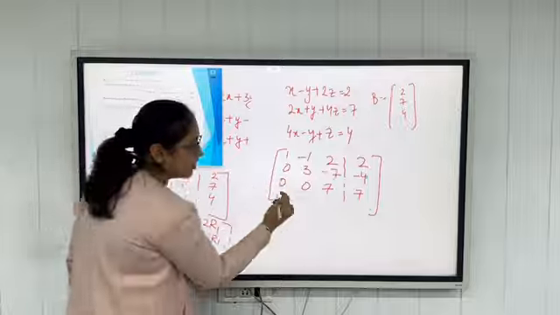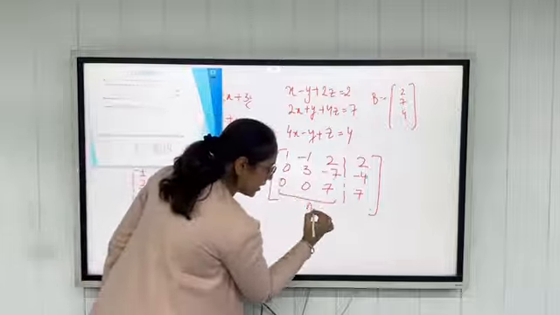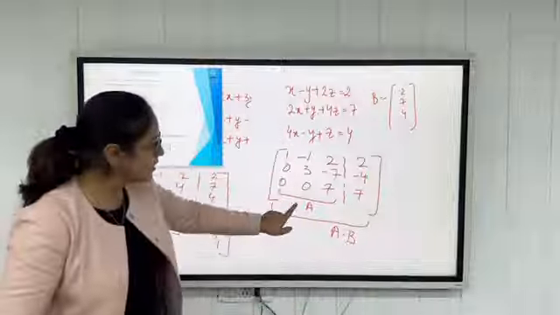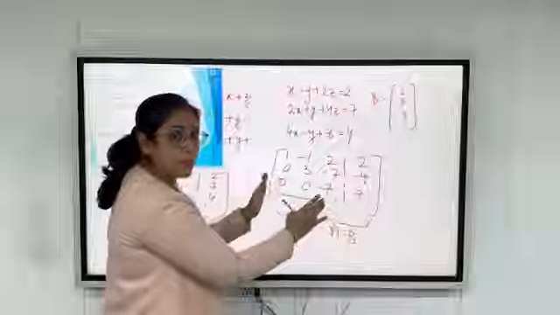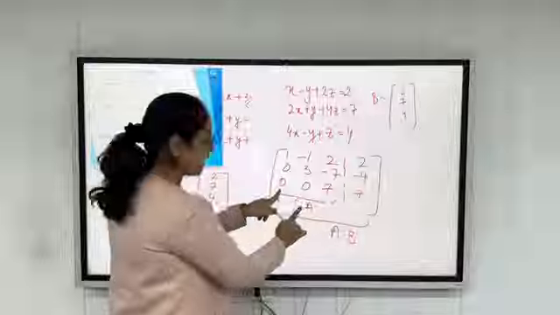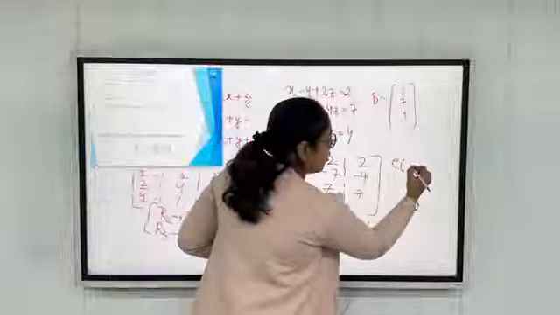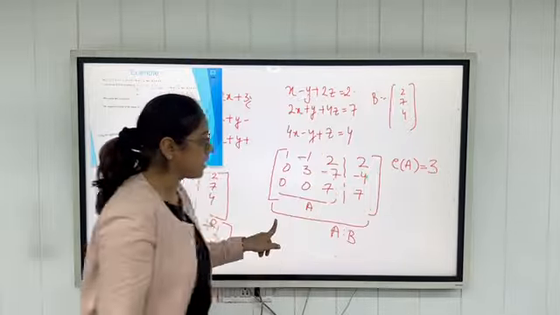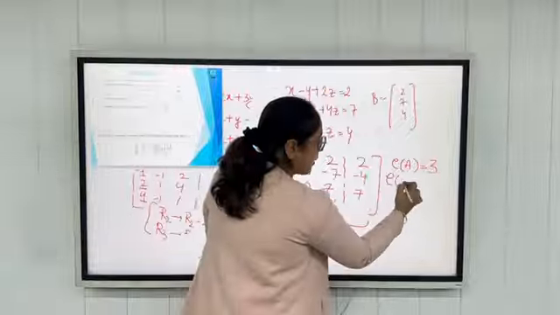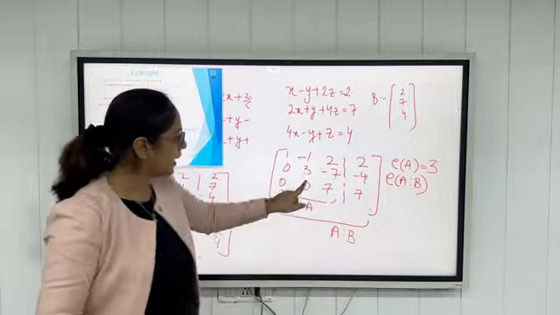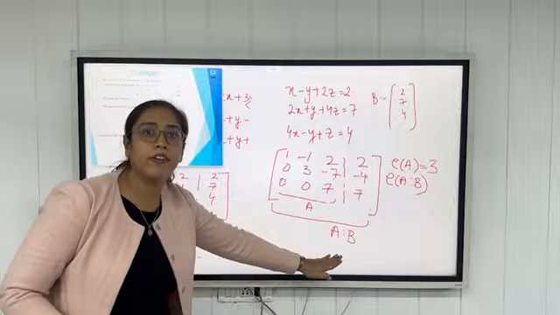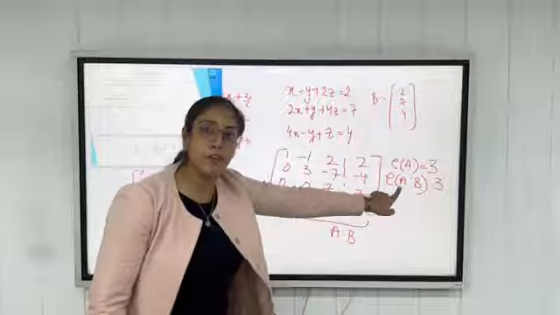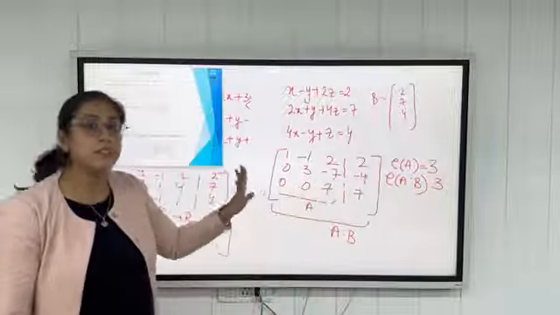Now you can see that this is matrix A and this whole is the augmented matrix. Clearly you can see that the rank of A, meaning the number of non-zero rows in the row-echelon form, is 3. That means rank of A is 3. Similarly, you can see the rank of the augmented matrix. Again, the number of non-zero rows in the row-echelon form of the augmented matrix is 3. So here the rank of A is equal to the rank of the augmented matrix. So the system of equations is consistent.